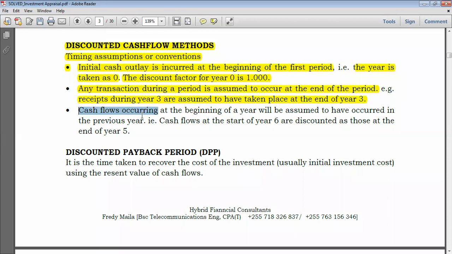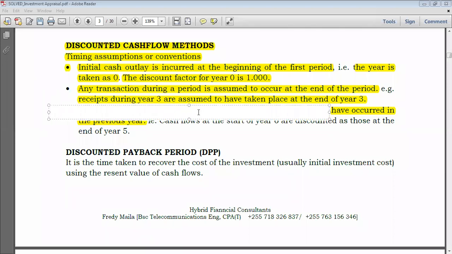Another point is cash flows occurring at the beginning of the year will be assumed to have occurred in the previous year. This is what we do for discounting purposes again. If you say something has occurred at the beginning of year 3, that means the beginning of year 3 is just about the end of year 2. So to bring it to now, I just have to come back 2 years. So for the beginning of year 3, instead of using n equals 3, you say n equals 2. That's what I'm trying to bring to you. So you should note that.